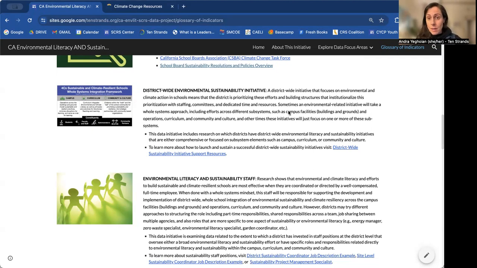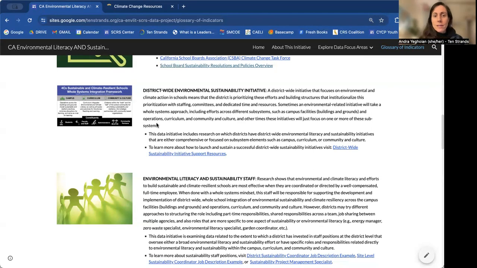some of the things that we're looking for are whether or not there's evidence that the school district is doing something within a subsystem. Like, can we find evidence of campus facility-wide initiatives like energy efficiency, energy resilience, electrification, things like zero waste efforts, stormwater management, greening schoolyards, like all sorts of different things that might be taking place within their facilities and their buildings and grounds.